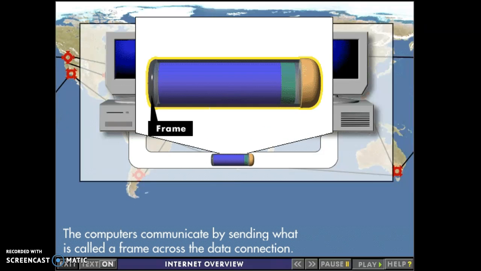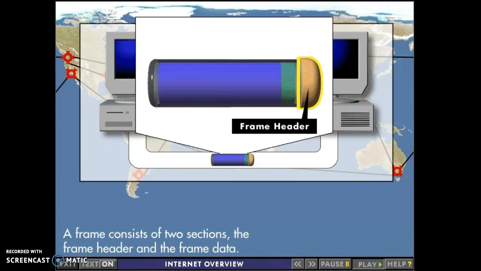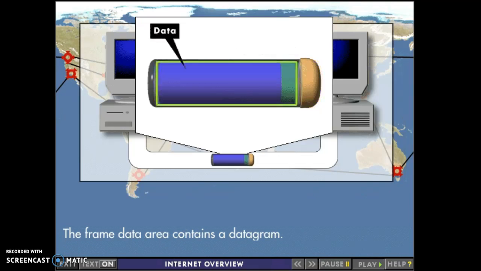The computers communicate by sending what is called a frame across the data connection. A frame is the unit of data that travels between hosts on a specific network. A frame consists of two sections, the frame header and the frame data. The frame header contains the location of the physical address as well as other network data. The frame data area contains a datagram.